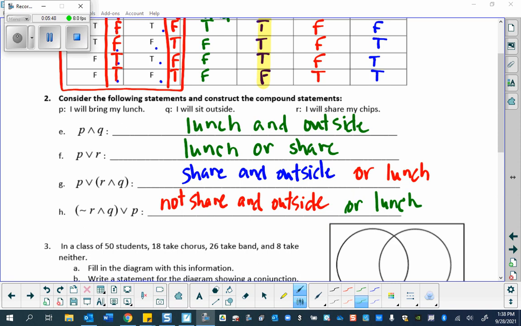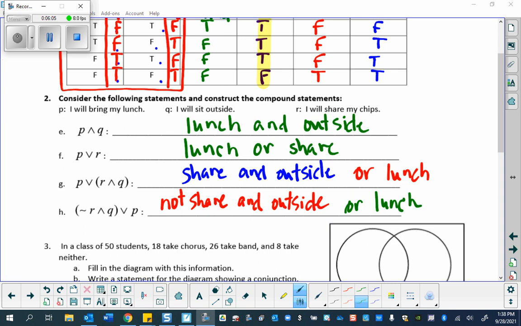Yeah, but we're just worried about what the combinations of statements are, so don't worry about it. Not or: I'm not sharing my chips, and I'm sitting outside, or I'm going to bring my lunch. Everybody okay with that? Okay.